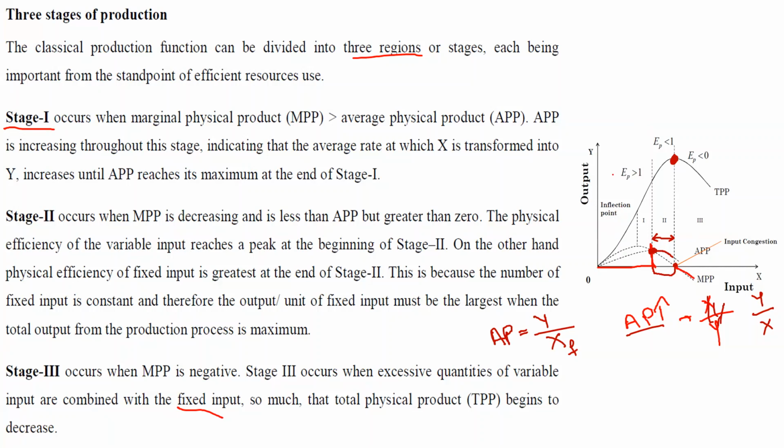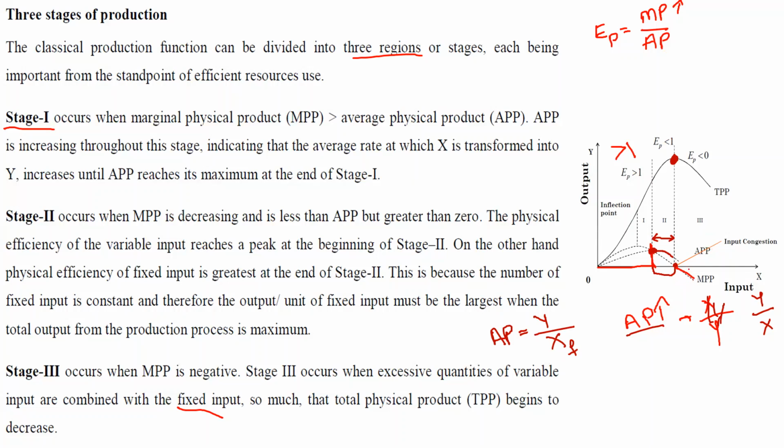Now we will see the relationship between the elasticity of production and the three stages. Elasticity of production is given by a simple formula to remember: MP divided by AP. Marginal product divided by average product will give the elasticity of production. Now in the first stage, as MP is greater than AP, that is, the numerator is greater than the denominator, our elasticity of production will be greater than 1. In the second stage, the denominator is greater than the numerator, so it will be less than 1.